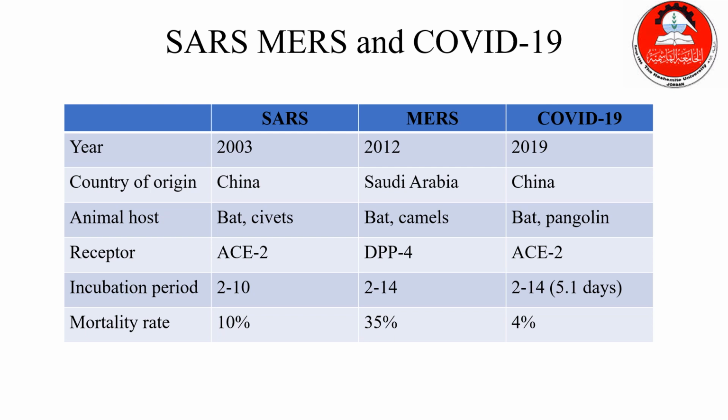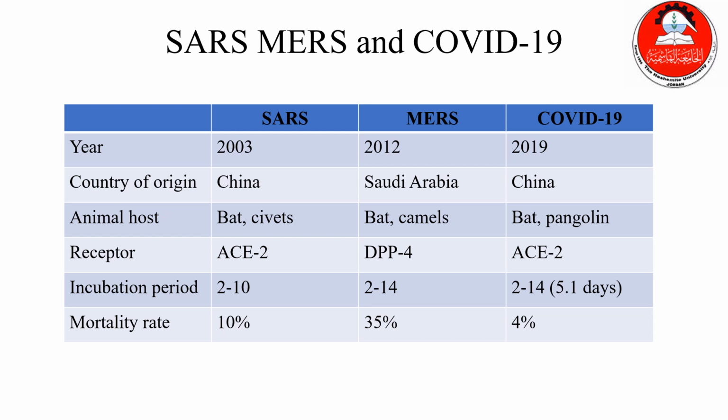Both the SARS and the COVID-19 originated in China. The MERS originated in Saudi Arabia. All these viruses have the bat as the initial animal host, and then in the SARS, the virus spread from bats to the civets. In the MERS, it was transmitted from bats to camels, and it lived with camels for years, and then a mutation was introduced within the camels, which made the virus jump from camels to humans in Saudi Arabia.